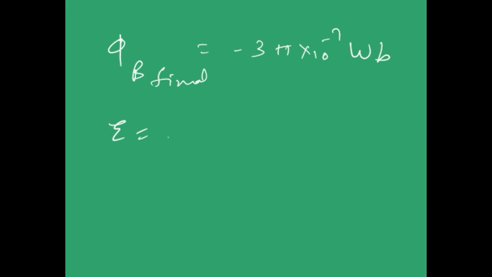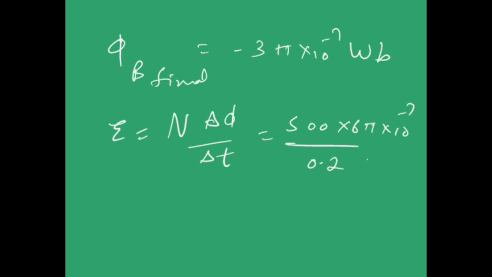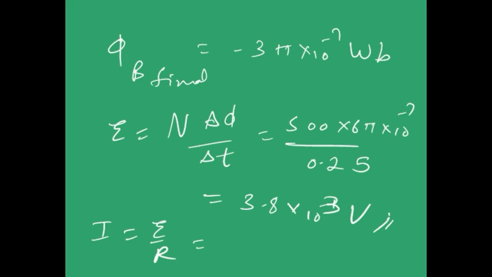I have the EMF given by n into delta phi by delta t. So I can write it as 500 into 6 pi into 10 power minus 7 by 0.25 seconds, which is nothing but 3.8 into 10 power minus 3 volts. Now I want to find the current also, which is given by EMF by resistance. That's nothing but this EMF, and resistance is given as 2 ohms. So it will be 1.9 into 10 power minus 3 amperes, or 1.9 milliamperes.